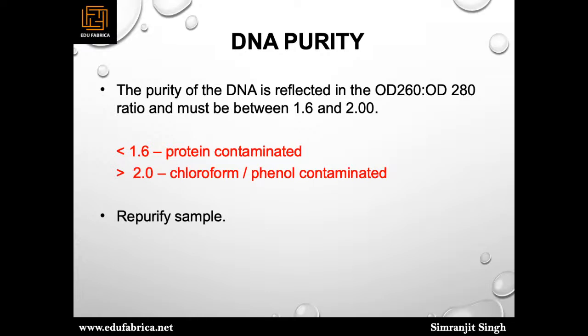If the value is coming in between 1.6 to 2.0, that means your DNA is pure. But if it's coming less than 1.6, that means there is a contamination of protein. If it is more than 2.0, there is a contamination of chloroform. You need to repurify your sample.